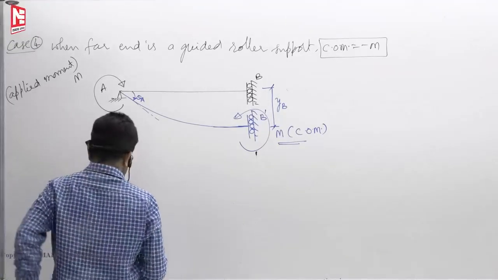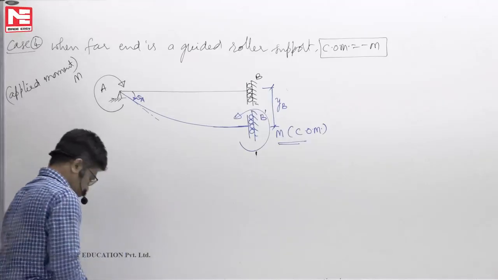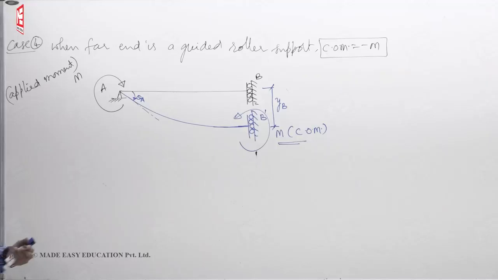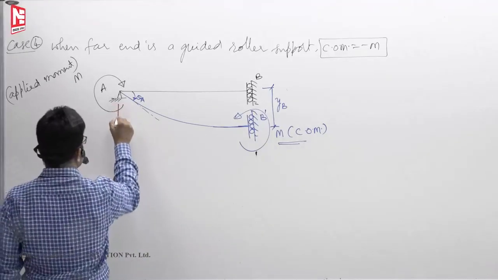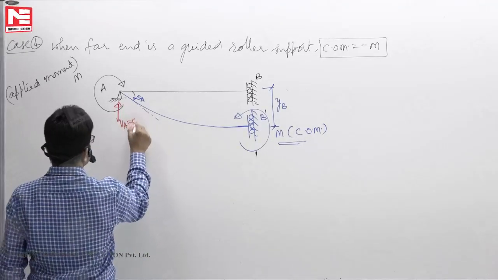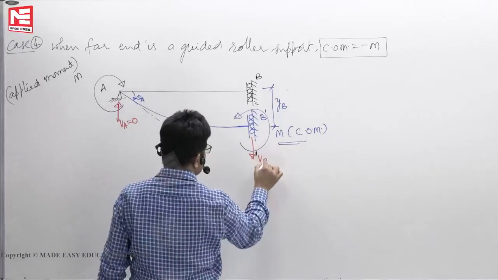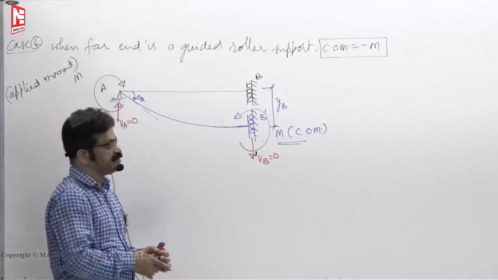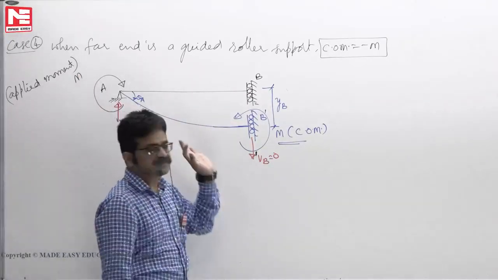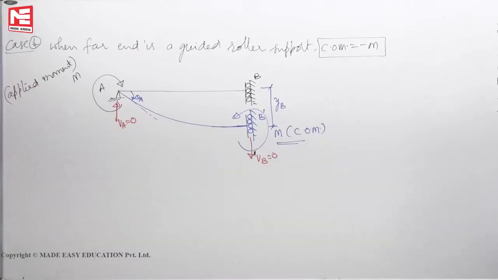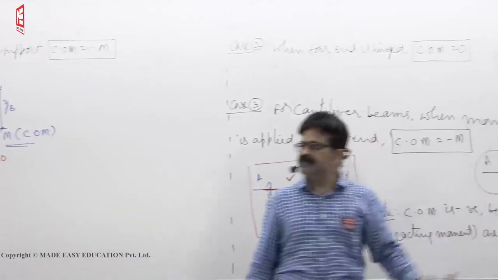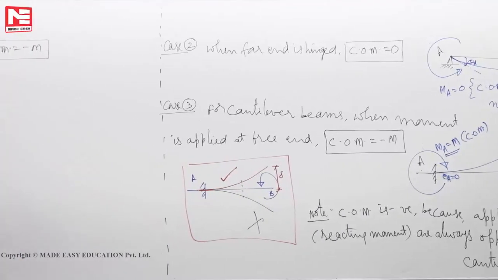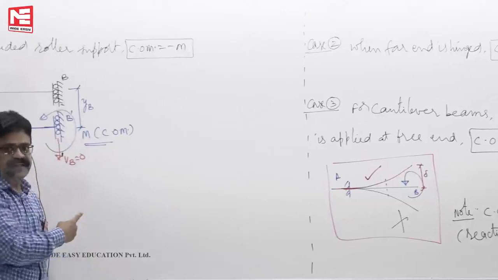Because VA has to be 0, and VB has to be 0, that means these two moments must be in equilibrium by themselves. Now you see M, M. In this case also, as in the cantilever beam case, M, M. No loading in between. This deflection profile is a cantilever deflection profile. That is also like a cantilever.